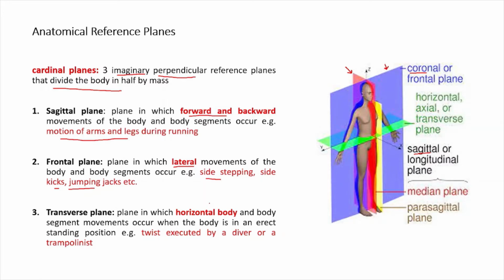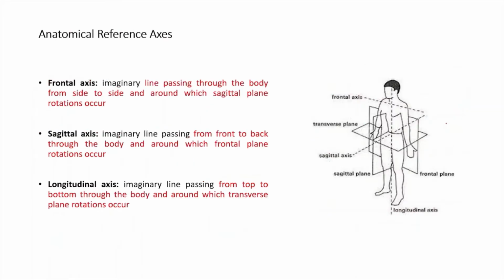Another plane we have is called the transverse plane, in which the horizontal movements of the body segments occur, like when a diver performs a twist or a trampolinist performs. They all perform these types of motions in the transverse plane. If you look at this figure, this green plane that is dividing the body into two halves is called the horizontal or transverse plane.